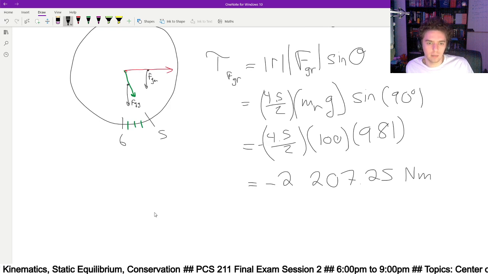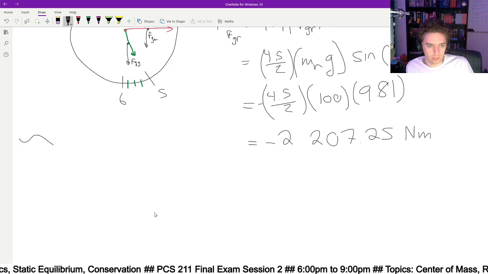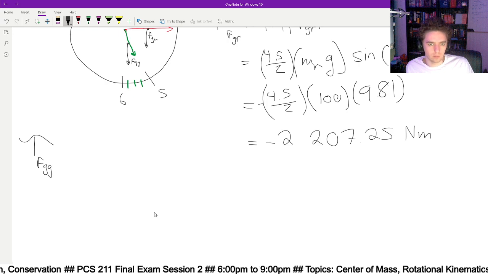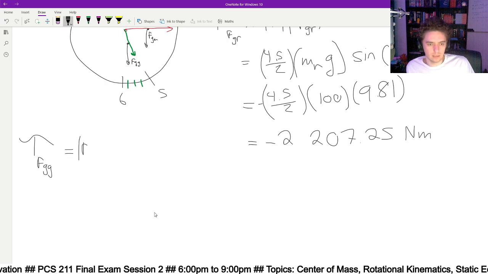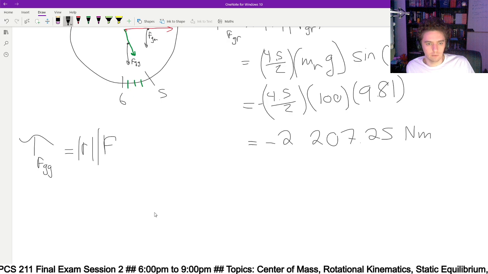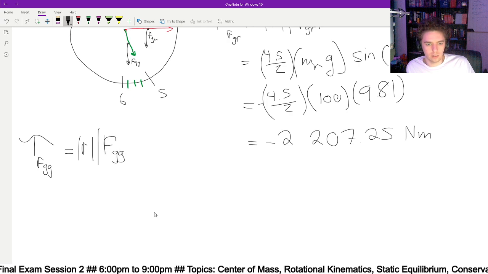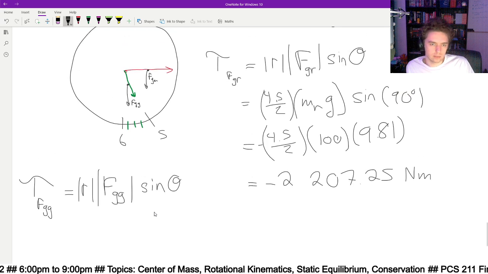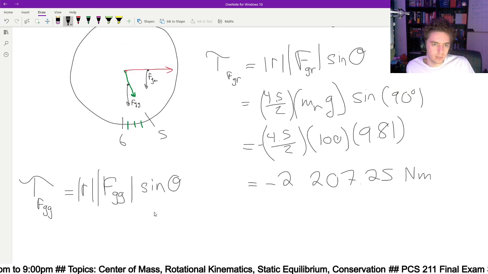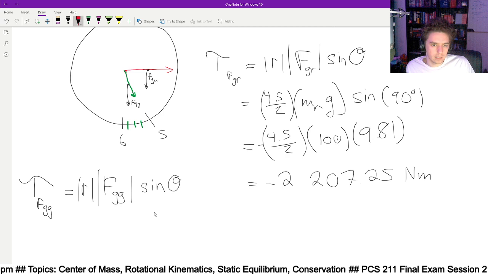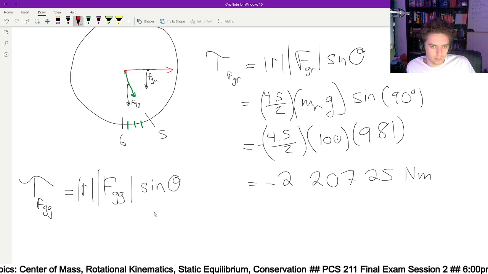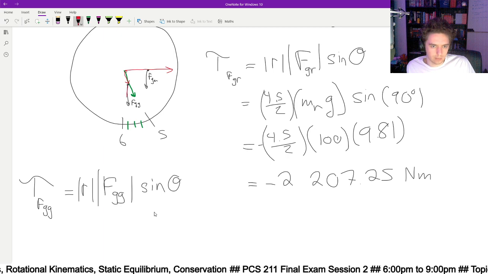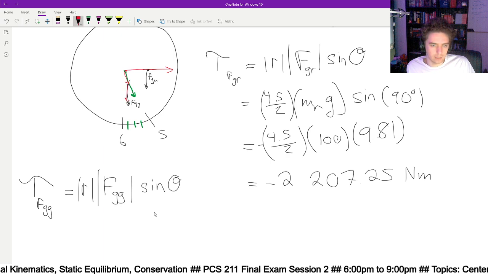But let's figure out the torque done by FGG. That's going to be a little bit trickier. The torque done by the force of gravity of the green one is equal to its distance from the axle times the force FGG, times sine of the angle between those two things. So what's the angle between the radial vector and the straight down? What's that angle there?